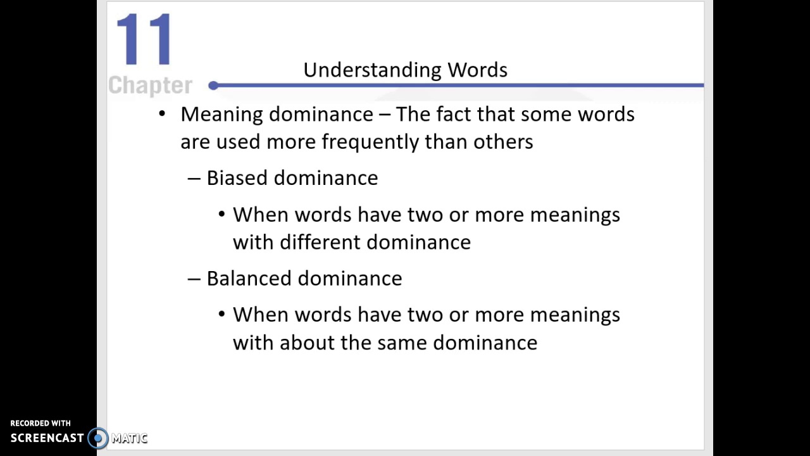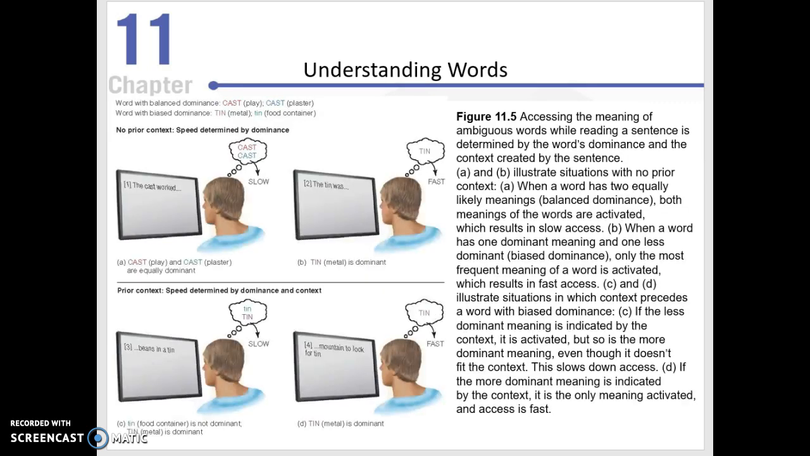That is balanced dominance. So there was an experiment about this, of course, and the psychologists determined that reaction time was slower when there was biased dominance. So the top one is showing that there are two meanings of cast. You could be cast in a play, like a theater production, or you could have a cast that is plaster and it's helping a bone grow back. That is balanced dominance, and reaction time was about the same for both.